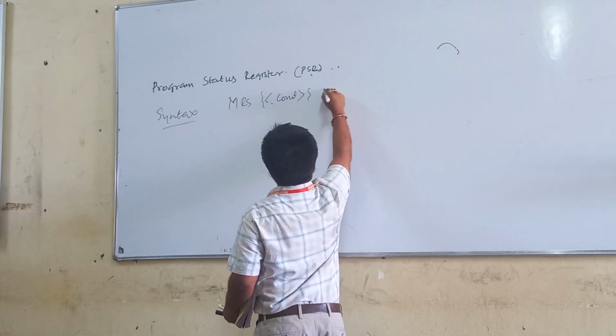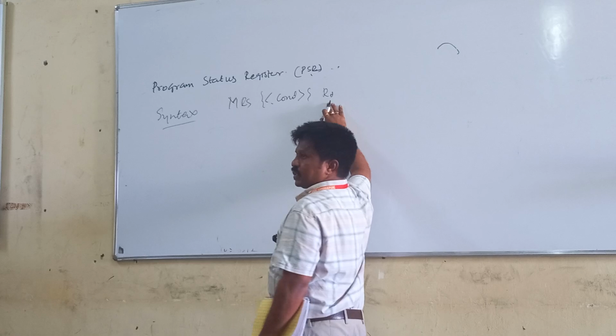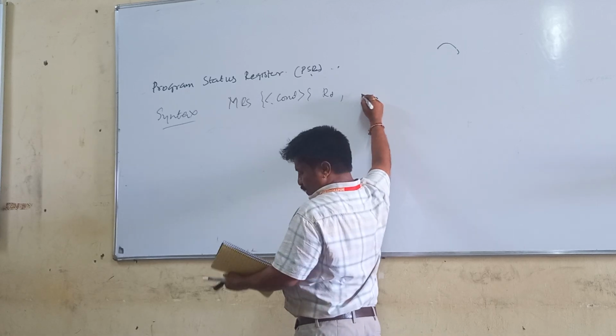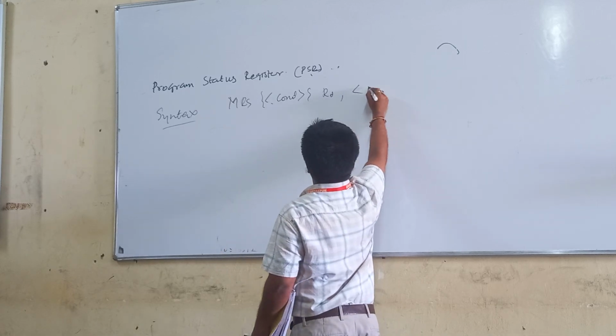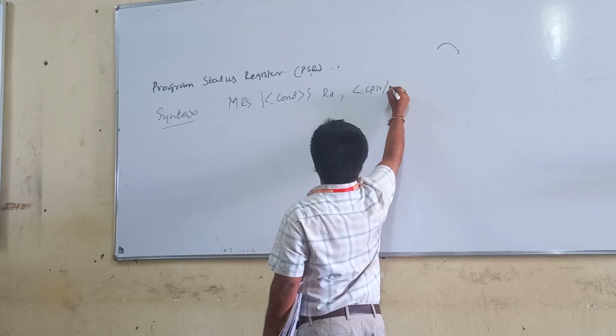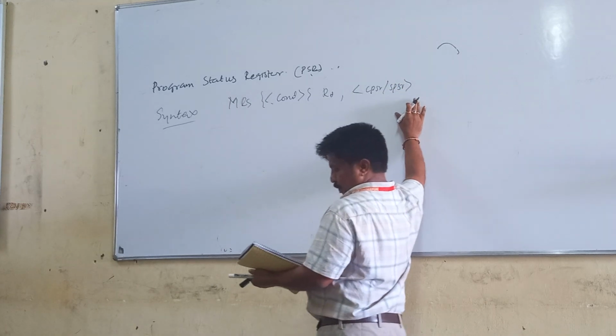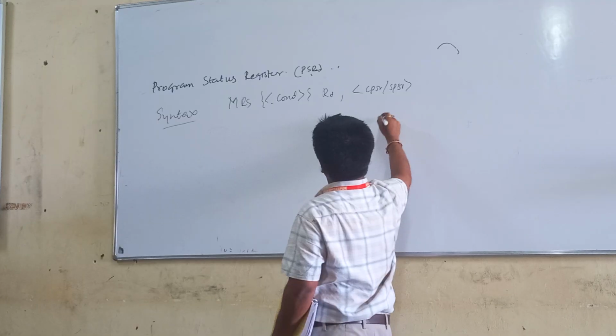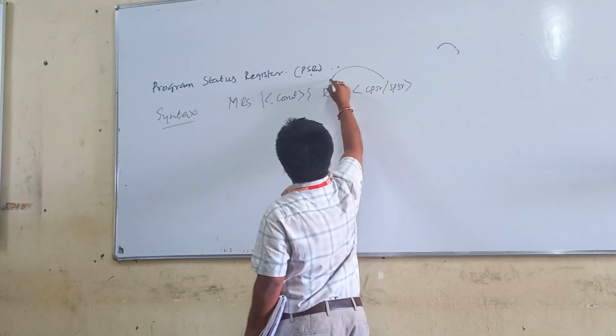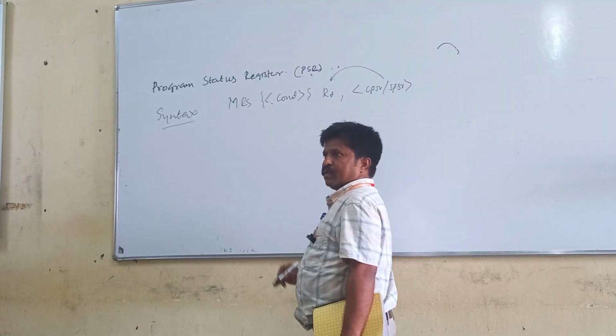Next, RD is nothing but the common register. This is the processor register. Then you have to write the CPSR or SPSR. Okay, this is the SPSR. What it does is transfer, copy, from CPSR or SPSR to RD.